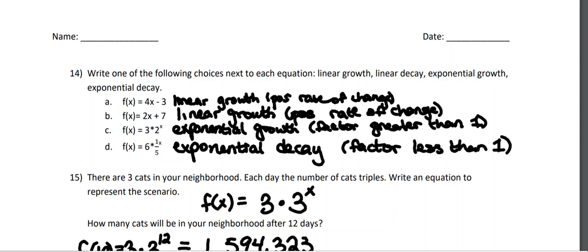Okay, question 15. There are 3 cats in your neighborhood. Each day, the number of cats triples. Write an equation to represent the scenario. So we have f of x equals 3 because the starting amount is 3, okay, with our exponential functions.